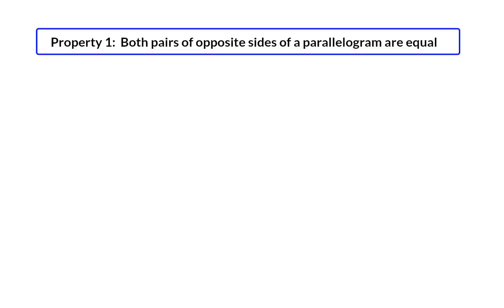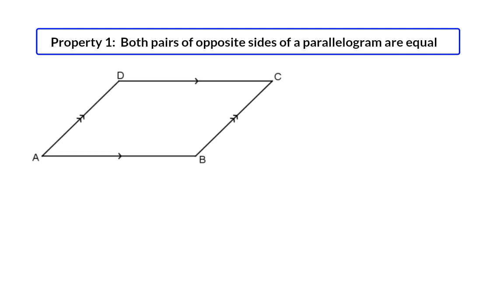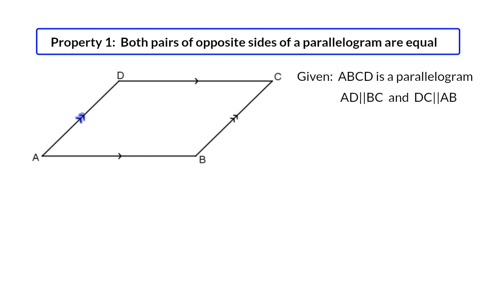The first property is that both pairs of opposite sides of a parallelogram are equal. Remember that this is a property that we already accept as true and use, but now we are going to prove it. So at the moment, all we know is that the pairs of opposite sides are parallel, and we need to now prove that AD is equal to BC and DC is equal to AB.